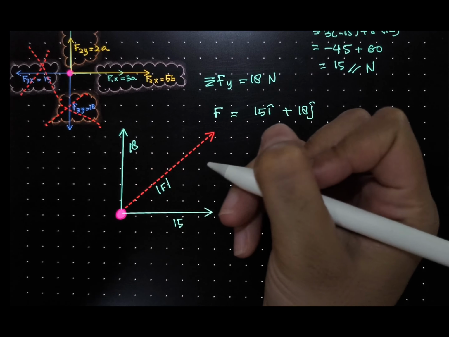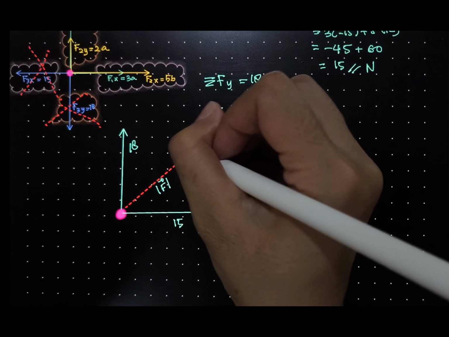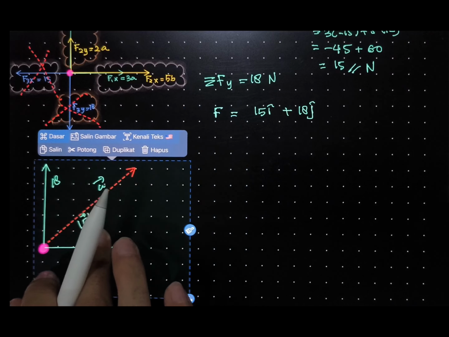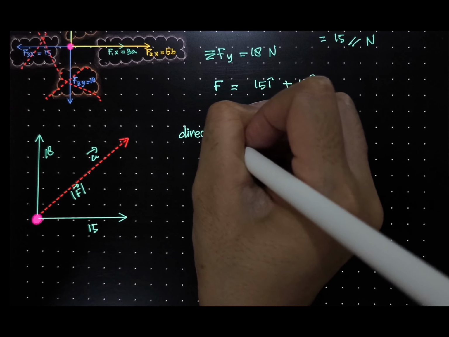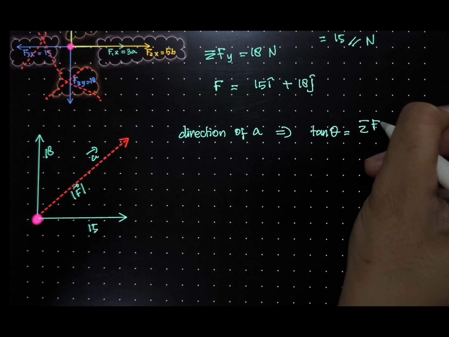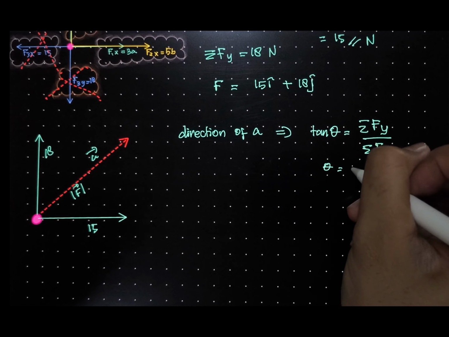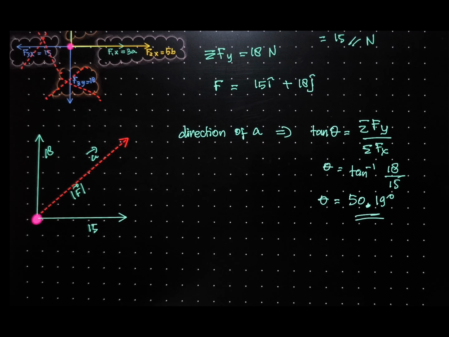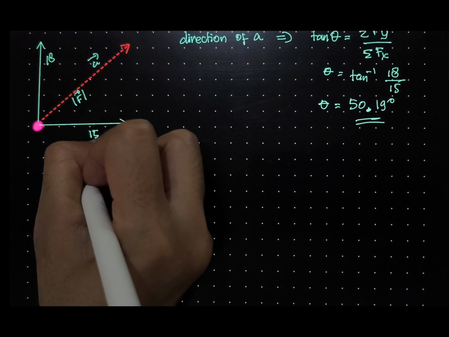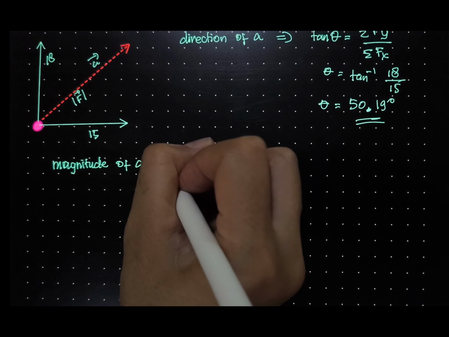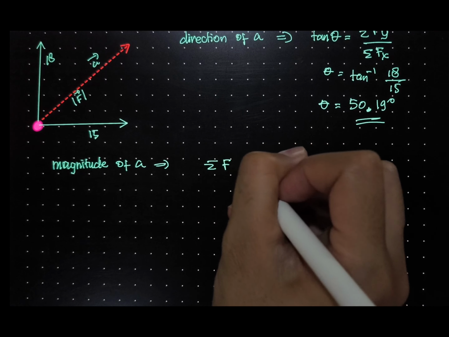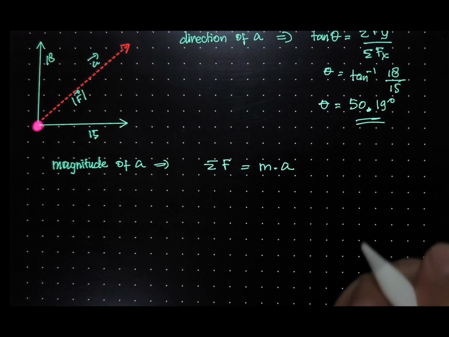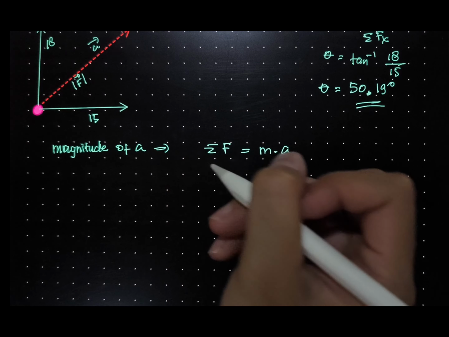Since the particle moves in the same direction as the force, we can determine the direction of acceleration using tan theta, which is the ratio of the total force upwards to the total force to the right. So theta equals 50.19. Next, let's find the magnitude of acceleration. To find the acceleration, we can use the formula sum of force equals mass times acceleration.